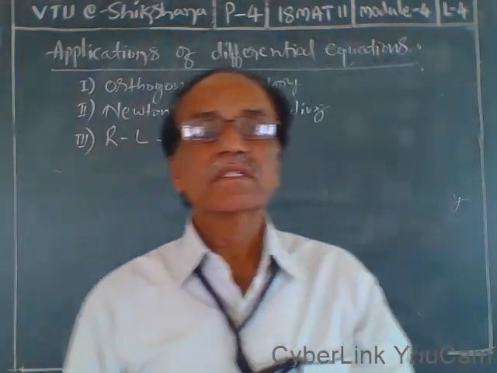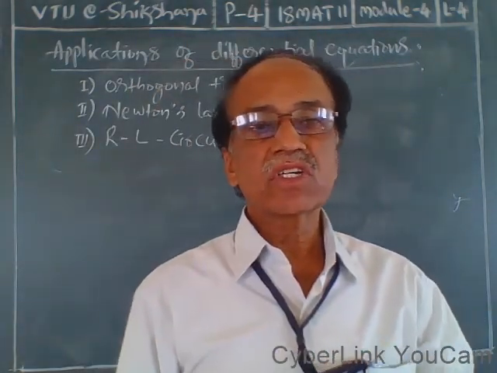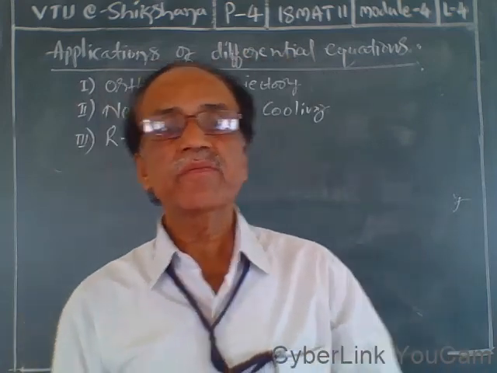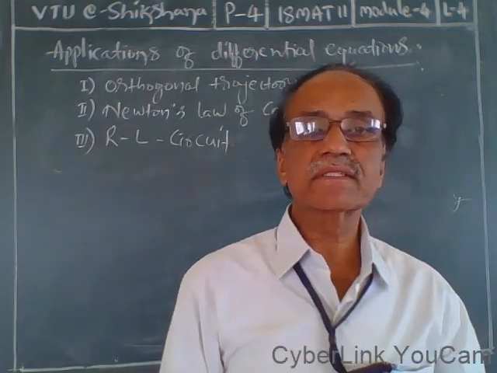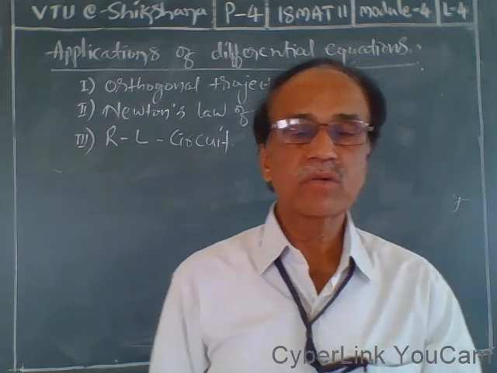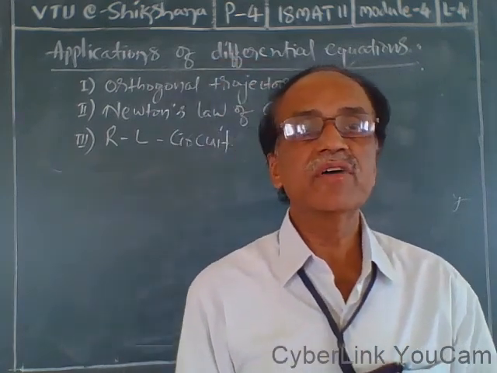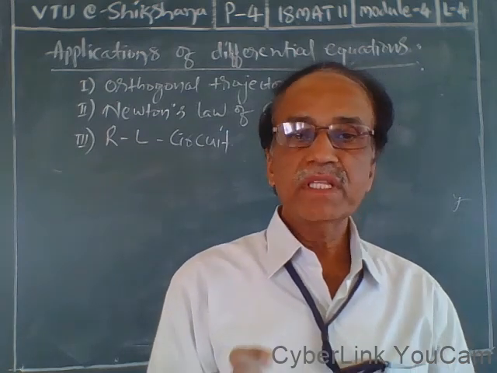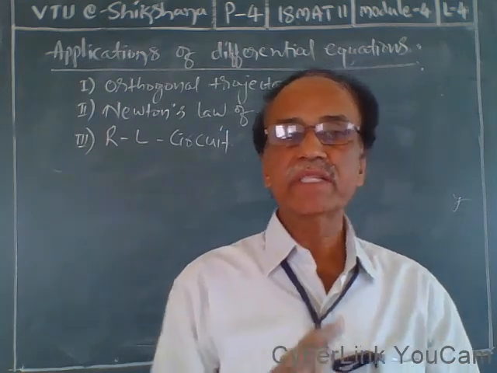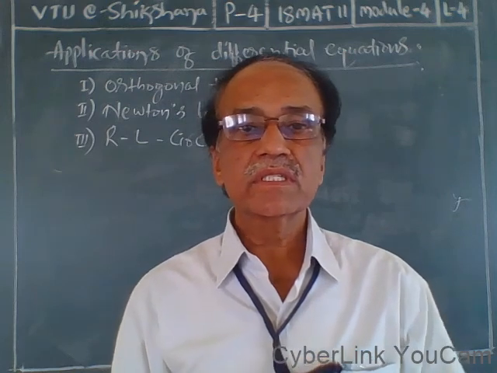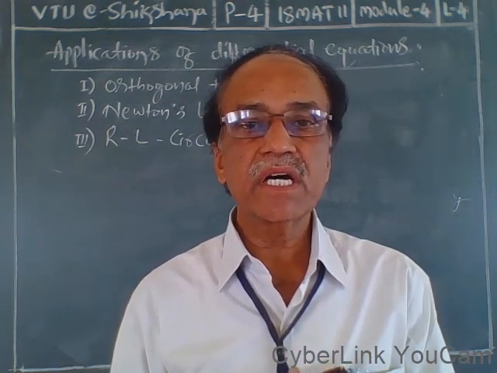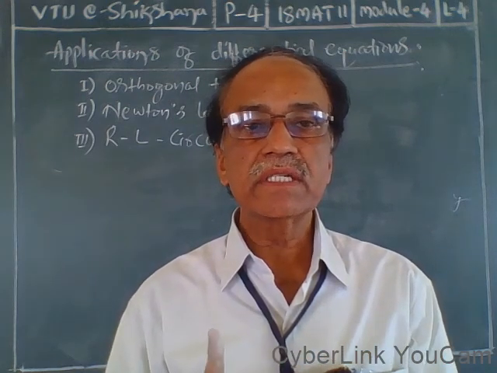There are two cases in this orthogonal trajectory with respect to the geometry. One is the Cartesian coordinate system and the other one is the polar coordinate system. First of all, let us understand the meaning of orthogonal trajectory. In the words themselves, you can sort out two meanings. There are two words in this title: orthogonal and trajectory.